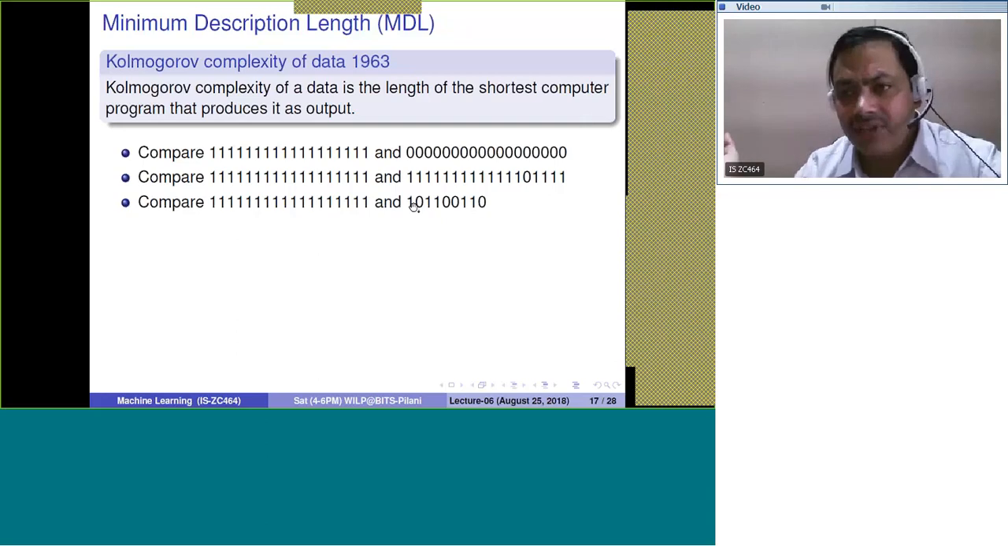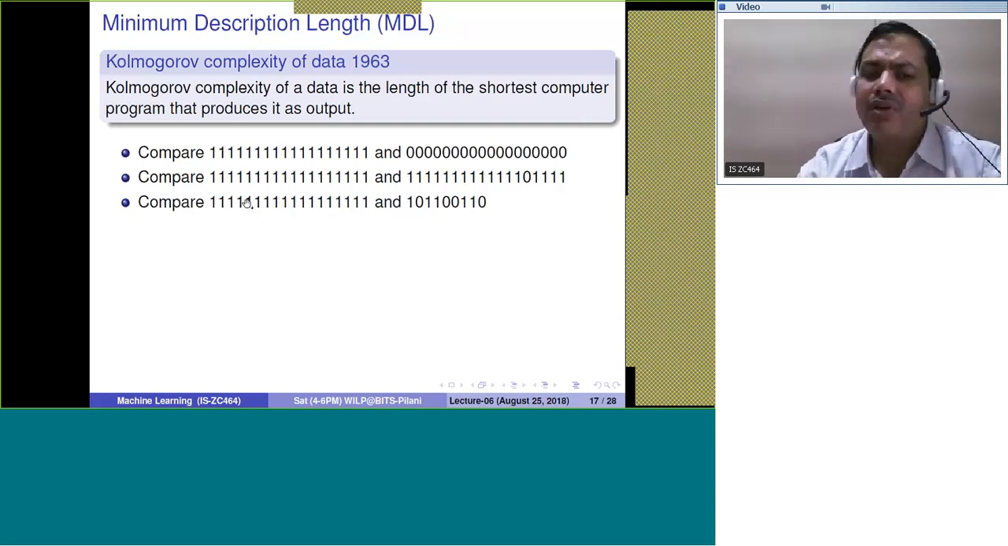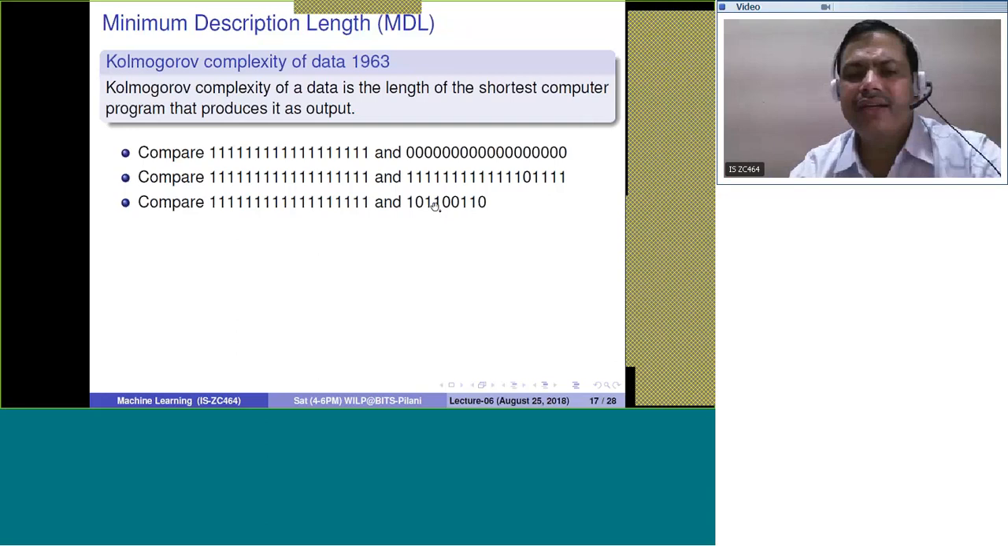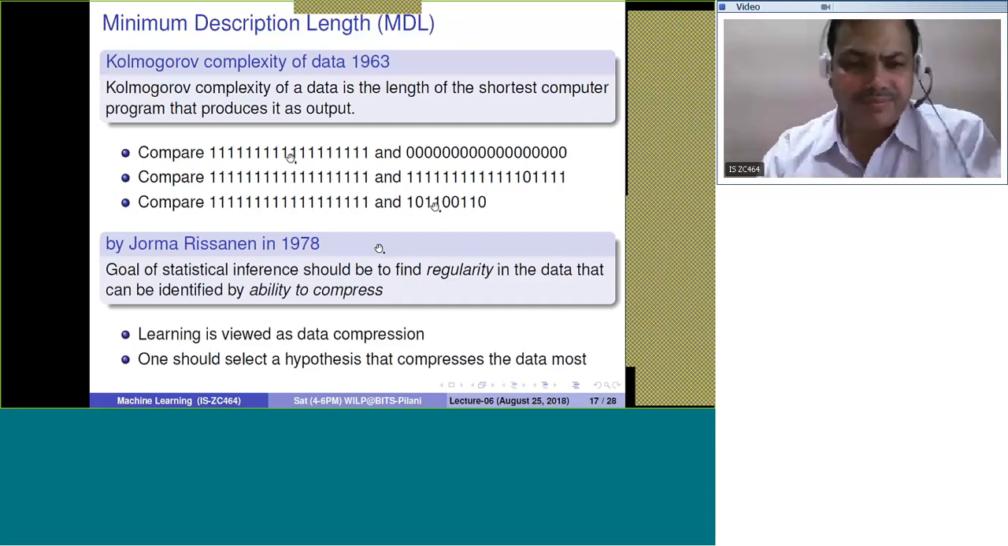So if the data is big, it doesn't mean that it has more complexity. Understand? Kolmogorov complexity says that even if this data is smaller, it can have a higher complexity, because to generate this we have to write a different program.